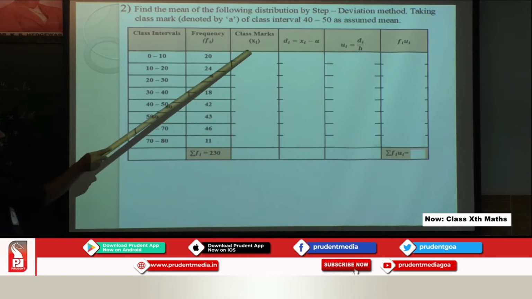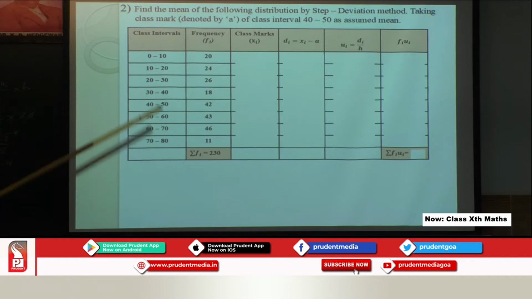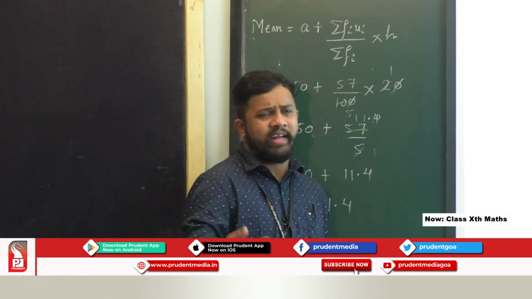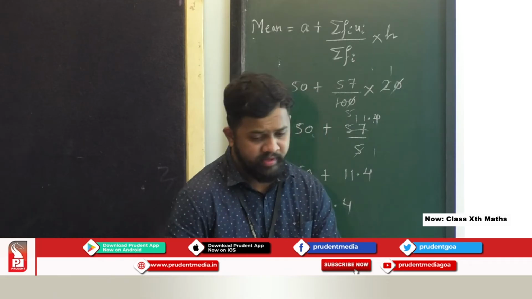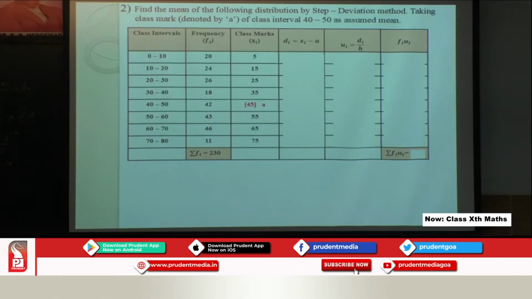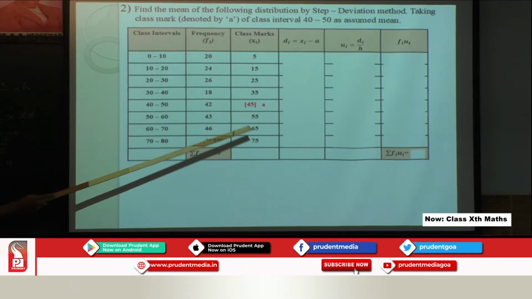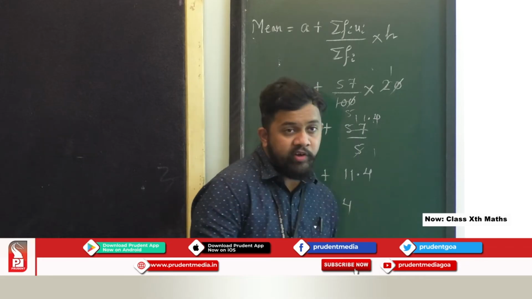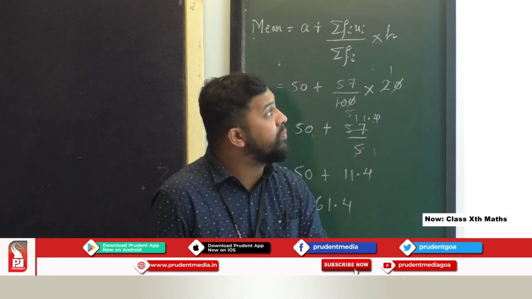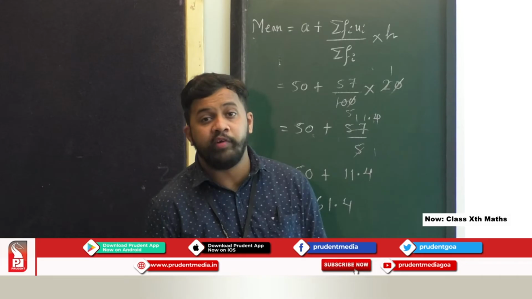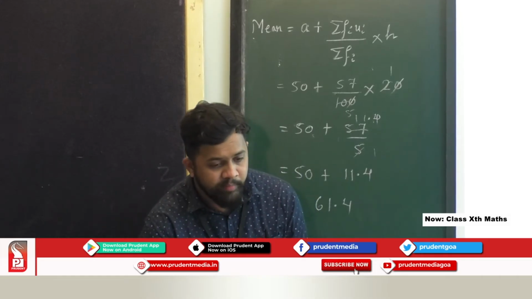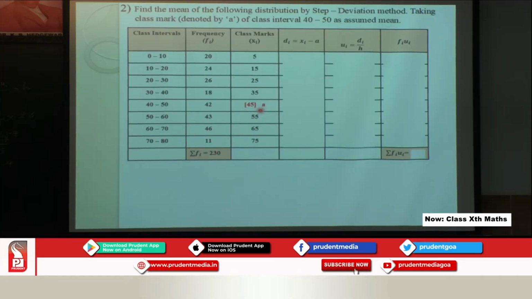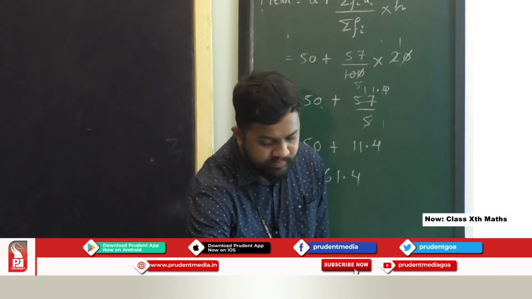Next, you know how to find xi, that is nothing but the class mark. So 0 to 10, directly you can tell. 0 to 10 is what? 5. Then carry on, 15, 25, 35, 45, 55, 65 and 75. Which one do we have to take as the assumed mean? We have to take the assumed mean of the class interval 40 to 50. So you can see I highlighted here the number 45, which is taken as the assumed mean. The next step is to find the deviation, subtract the numbers.